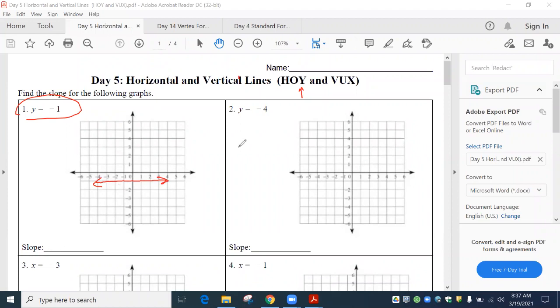And then the slope, so in HOY, the O in HOY stands for 0. Okay, so it looks like a 0, so the slope is 0.